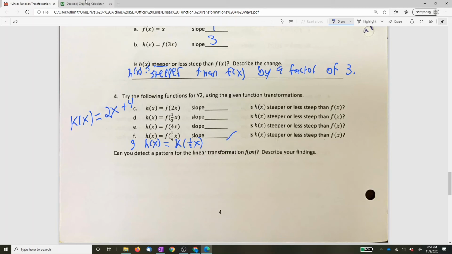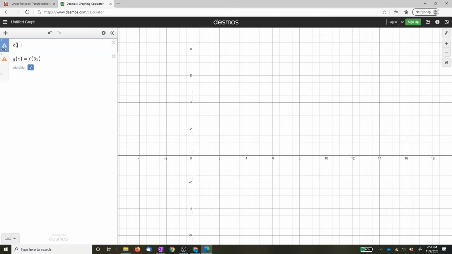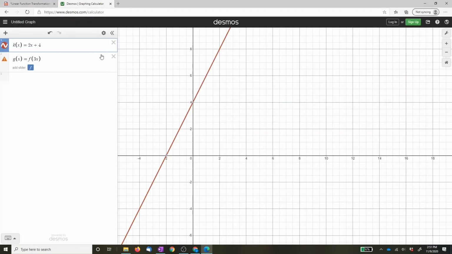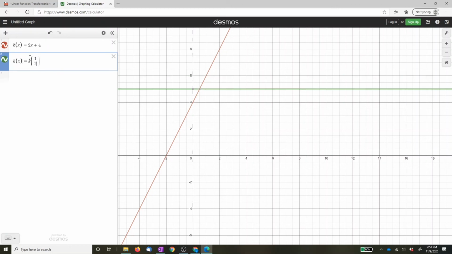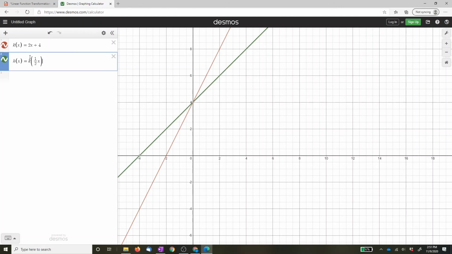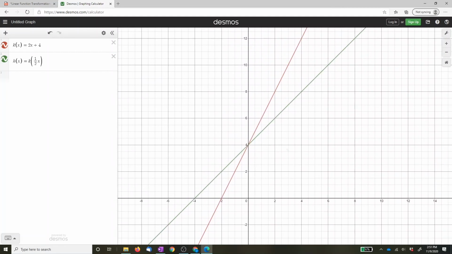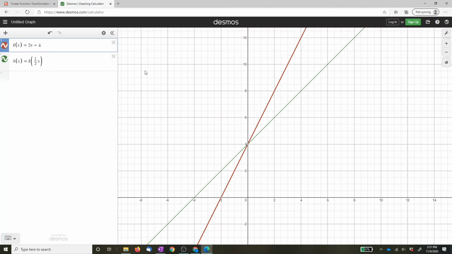Okay, so let me type in k of x into Desmos. 2x plus 4, right? Yes. And then h of x is going to equal k parentheses 1/2 x. And let's look at that. That's going to be the green one. And we can see that both of them have the same y-intercept. Both of these lines have the same y-intercept.